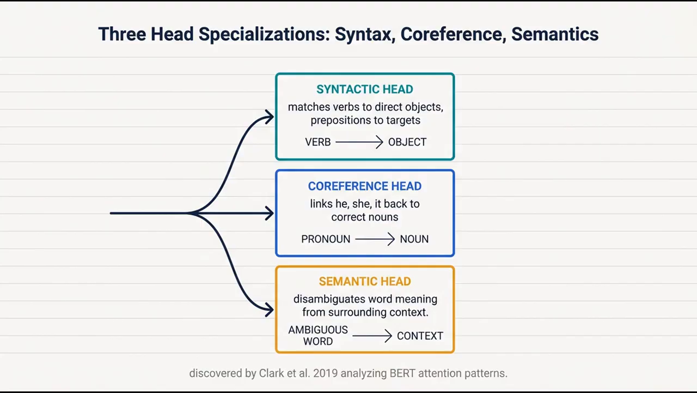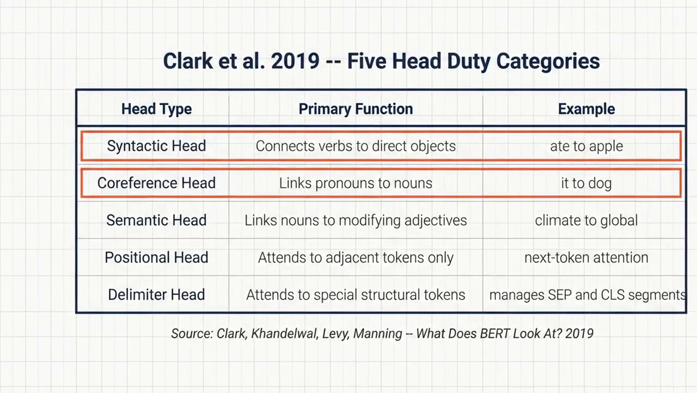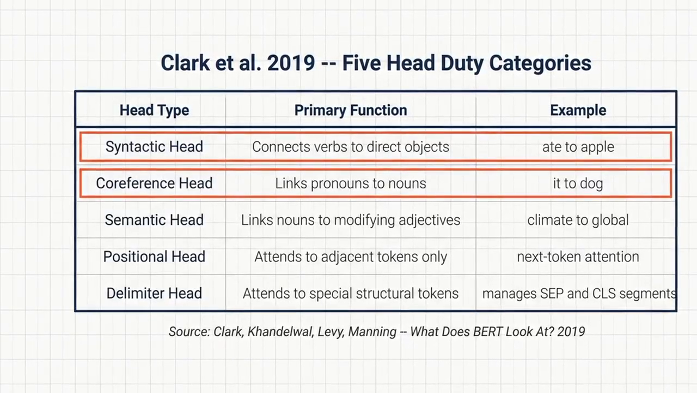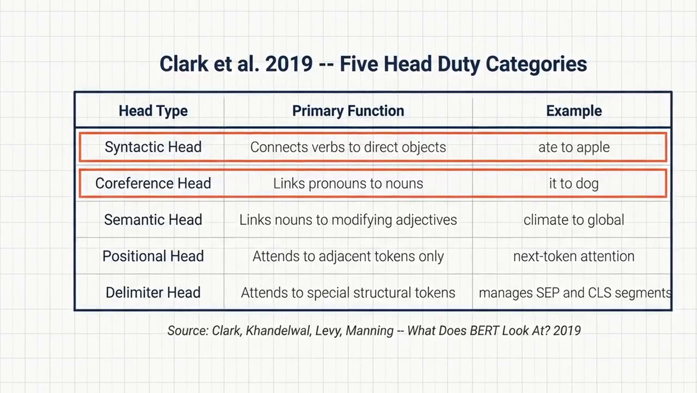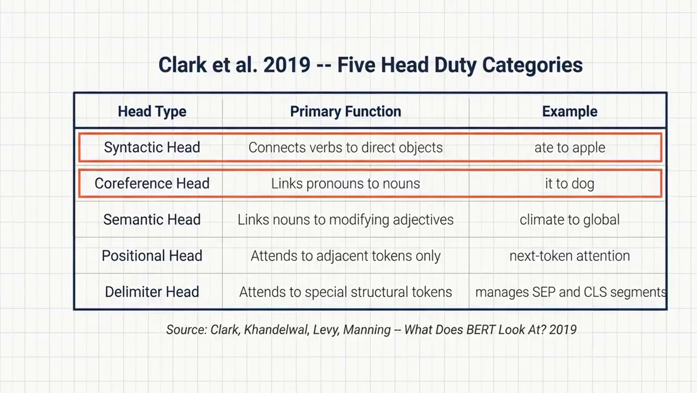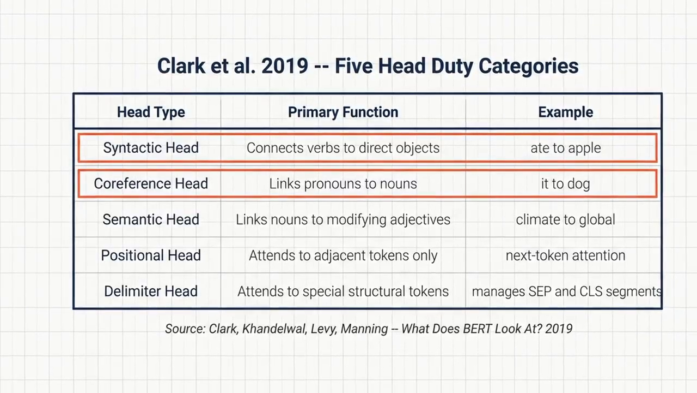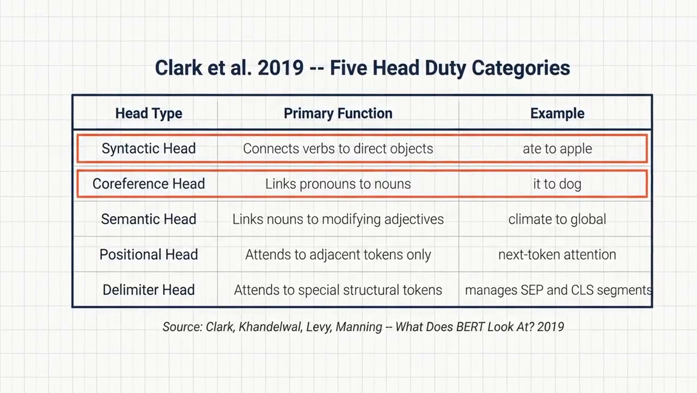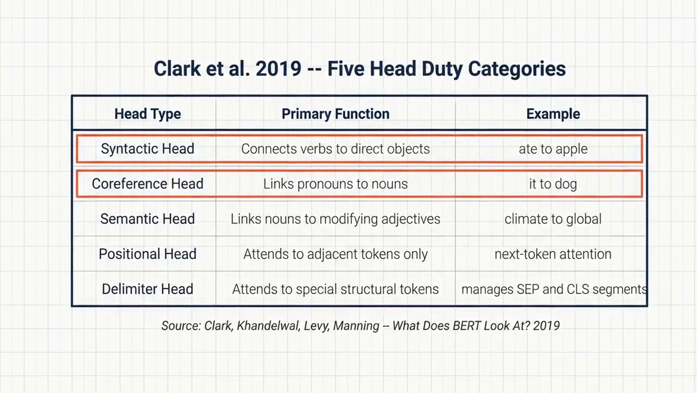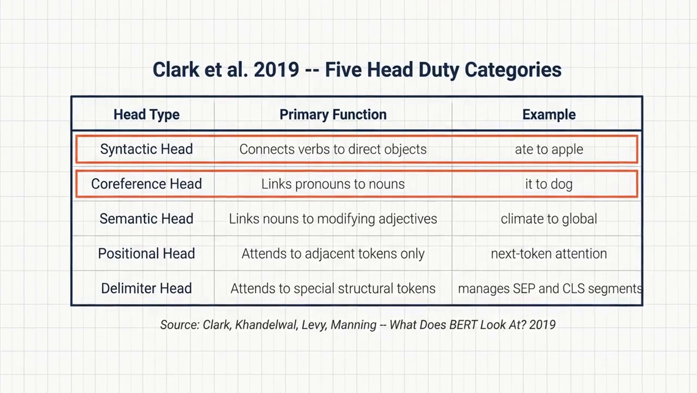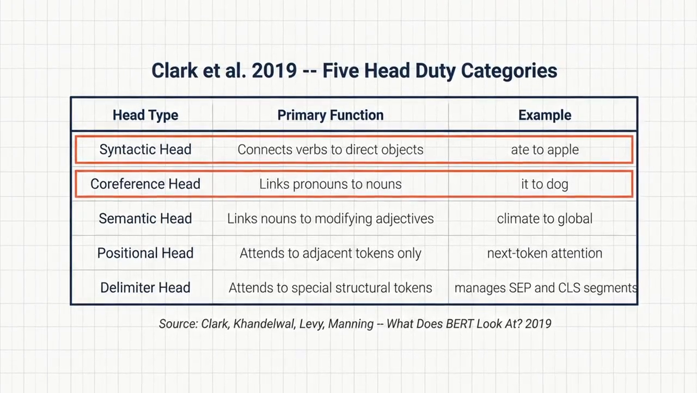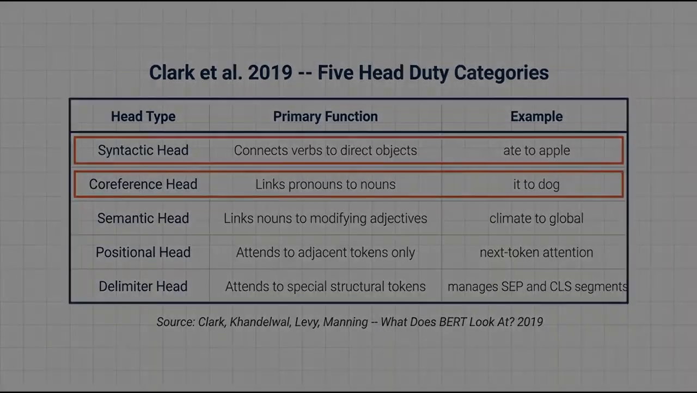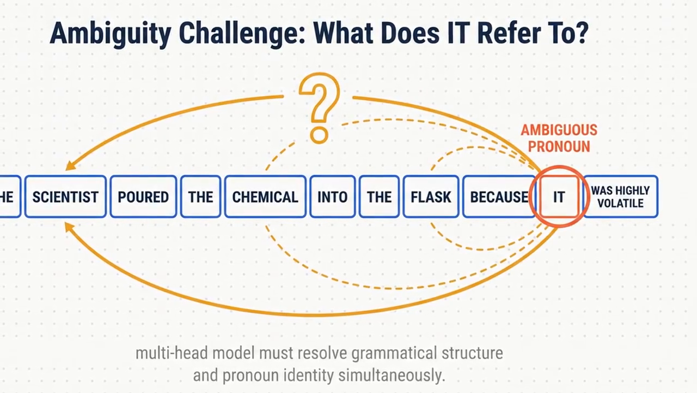According to Clark and colleagues in 2019, attention heads distribute their duties across 5 categories to decode a sentence. A syntactic head connects verbs to their direct objects, such as linking ate to apple. A coreference head links pronouns to nouns, such as connecting it to dog. A semantic head connects nouns to their modifying adjectives, such as linking climate to global. Additionally, a positional head attends strictly to adjacent tokens, and a delimiter head attends to special structural tokens to manage segment boundaries. Let us trace how a multi-head model processes the sentence.